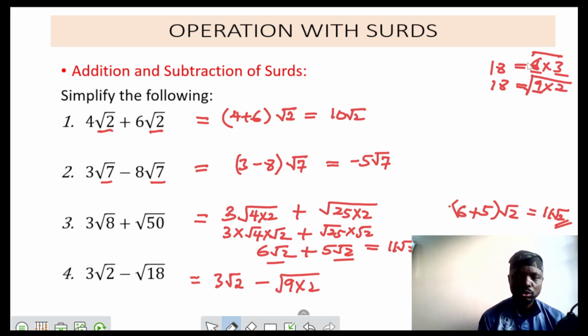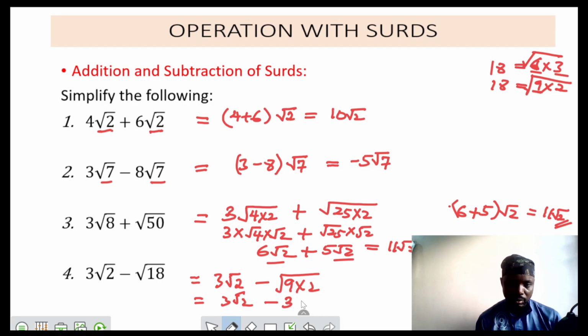So please don't use something that cannot reduce it. You must target a perfect square. We have many multiples of some numbers, but you look for the one that has a perfect square that will be able to reduce your value. So this one will be 3 root 2, then minus the square root of 9, which is 3, then root 2. So 3 root 2 minus 3 root 2 is going to give me 0. So the answer there is 0. So that is all for that.